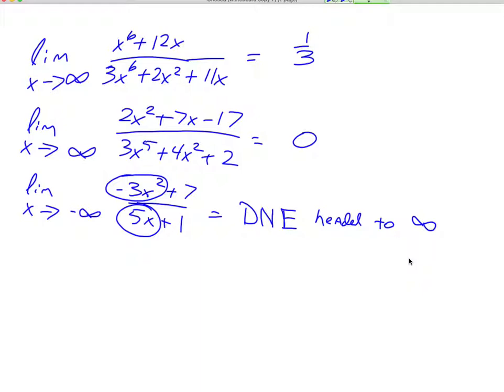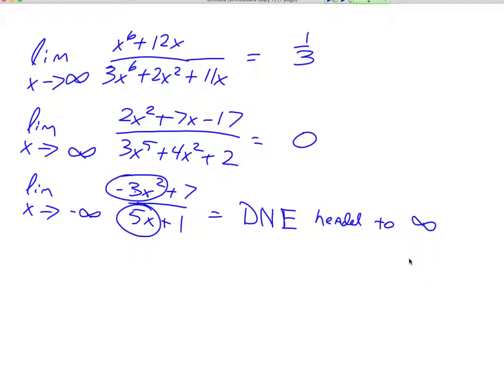So let me recap what I did right there. Since I'm going to negative infinity, I plug a negative value into my largest exponent of the numerator and determine whether it is positive or negative. When I do that, it becomes negative. I also do the same thing to the bottom. It becomes negative. The combination of those two is positive. That's why we say it heads towards infinity.